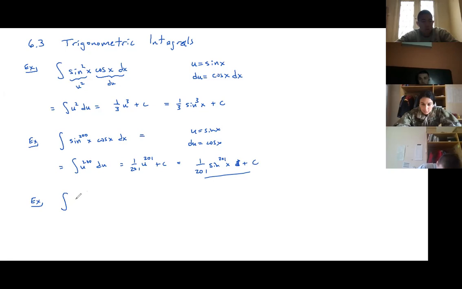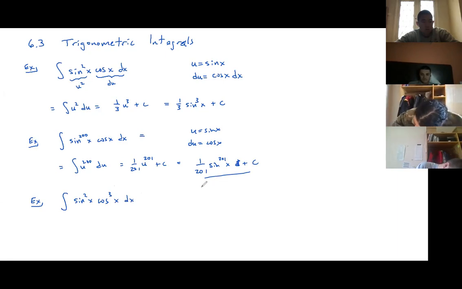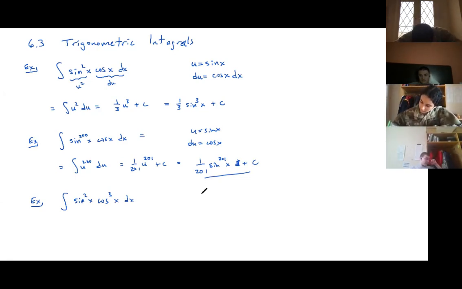Now, seriously here, what if I did the integral of sine squared x cosine cubed x dx? Does that feel like it got way more complicated? It's okay if you say yes. If you think no, I'm also fine. To me, though, this is what I want to do. I want to let u be sine x, and then du is cosine x. But I don't have cosine x, I have cosine cubed x, right?